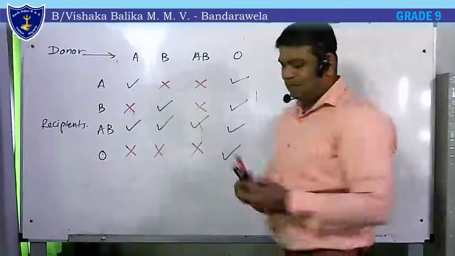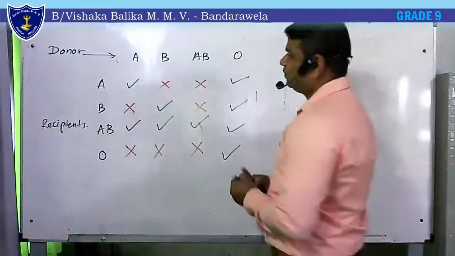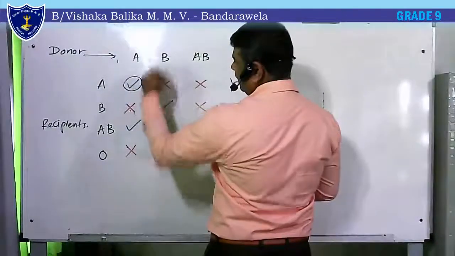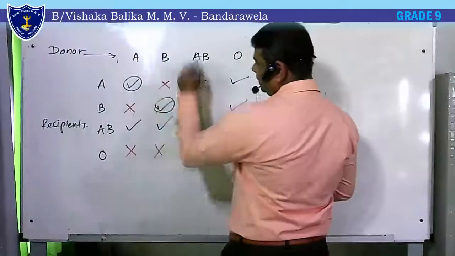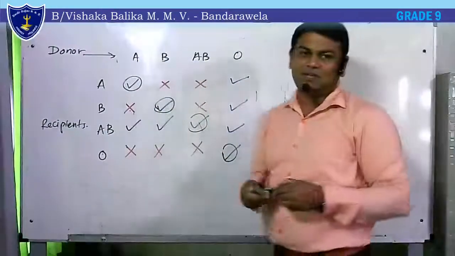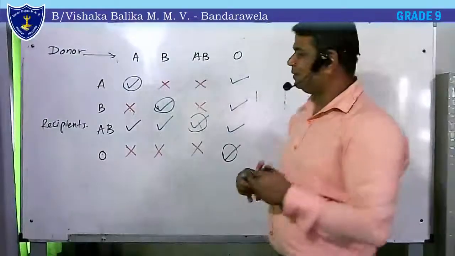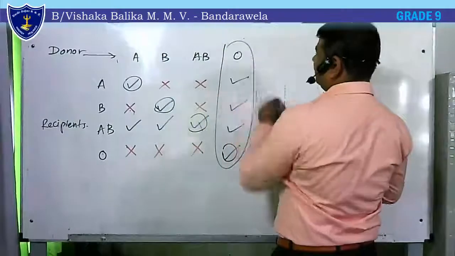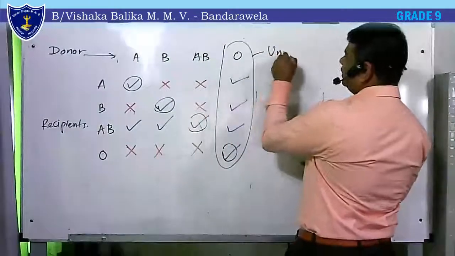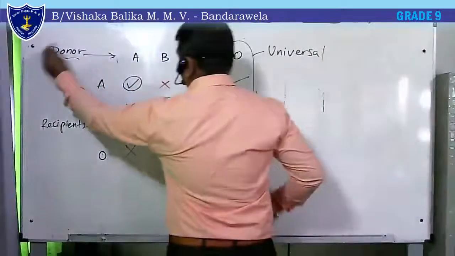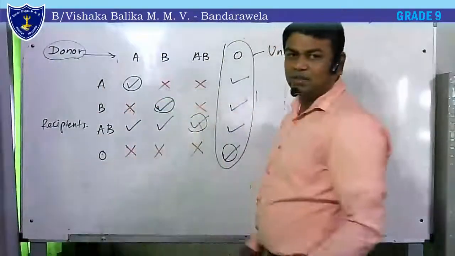I want to highlight a few things here. First thing, if it is the same blood group, they are always matching. A and A, B and B, AB and AB, O and O matching. That's fun, first thing. Second thing, there is a person who can donate blood to anyone. This one is called the universal donor. The universal donor can donate blood to anyone.